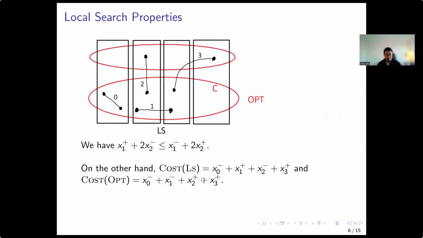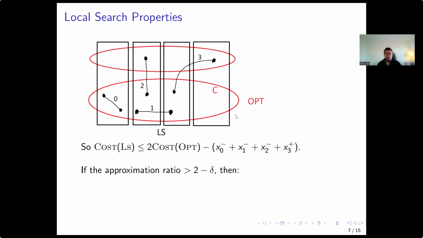Well, we can compare our cost to the optimal cost, then we find that the x1 and x2 are different. x0 and x3 are the same. But notice that we can use this inequality for the x1 plus and x2 minus in the cost of LS. So we can get that the cost of our solution is at most twice the cost of the optimal solution minus some terms. Well, this means our local search solution itself is a 2 approximation.